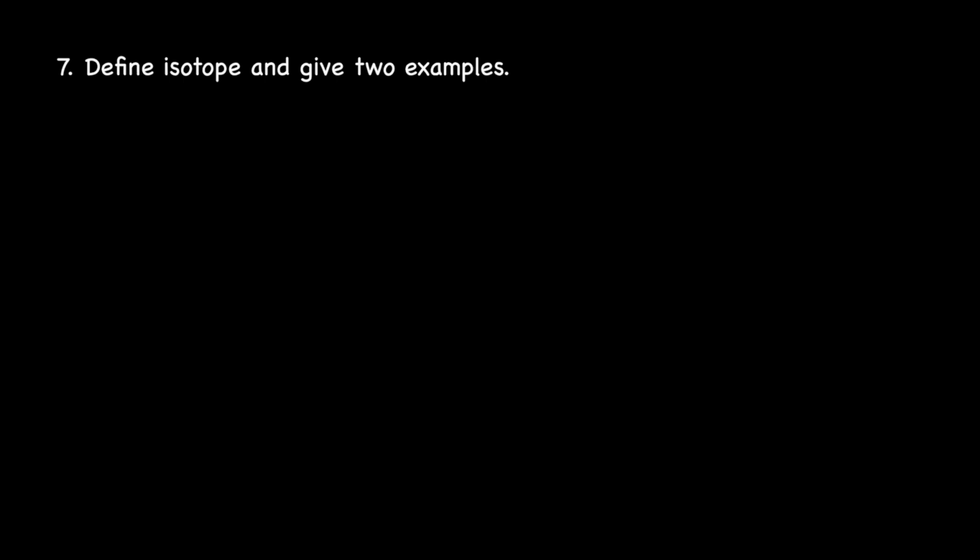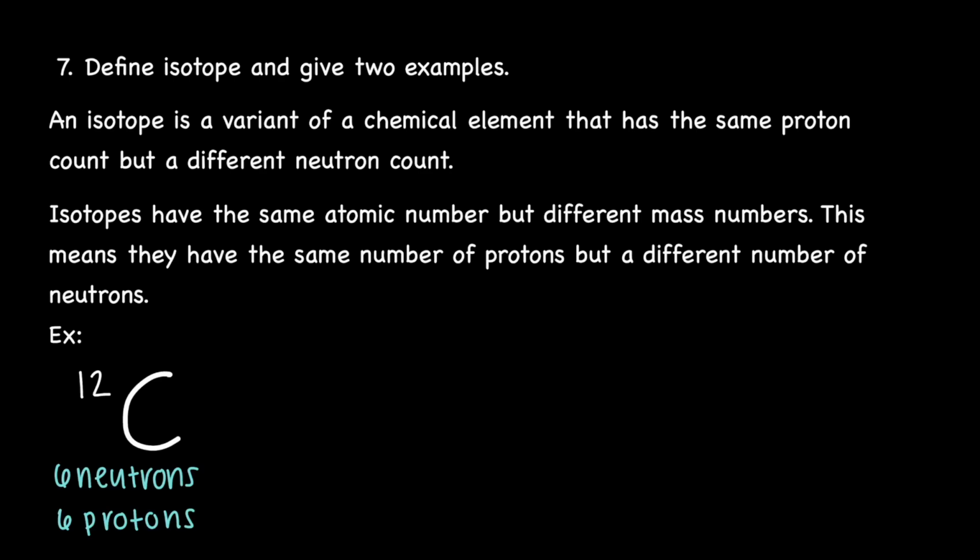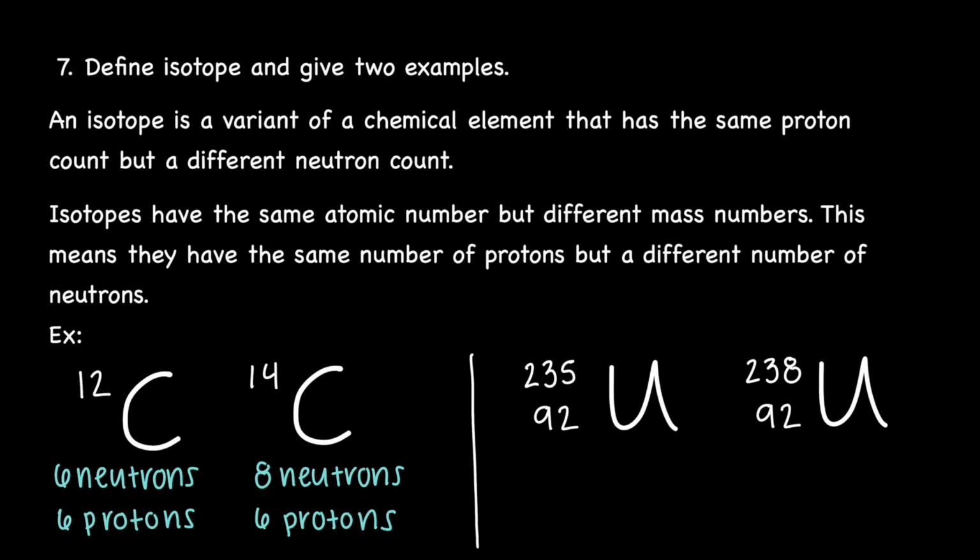Question 7. Define isotope and give two examples. An isotope is a variant of a chemical element that has the same proton count but a different neutron count. Isotopes have the same atomic number but different mass numbers. This also means they have the same number of protons but a different number of neutrons. Common examples include carbon-12, which has 6 neutrons, and carbon-14, which has 8 neutrons, and also uranium-235 and uranium-238.